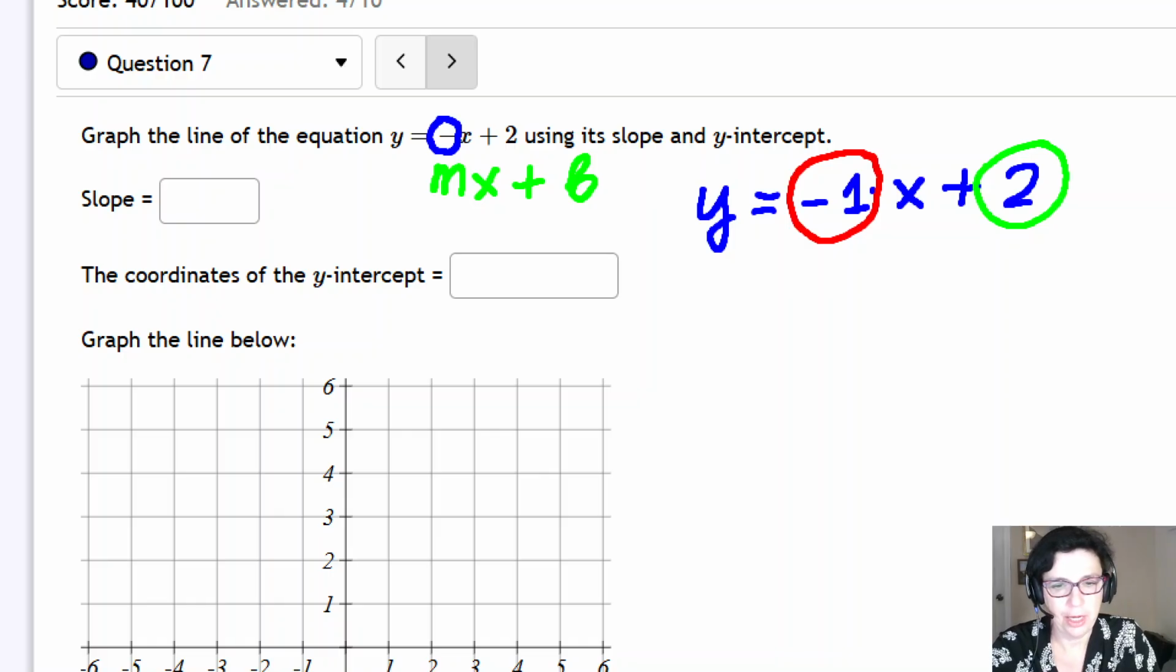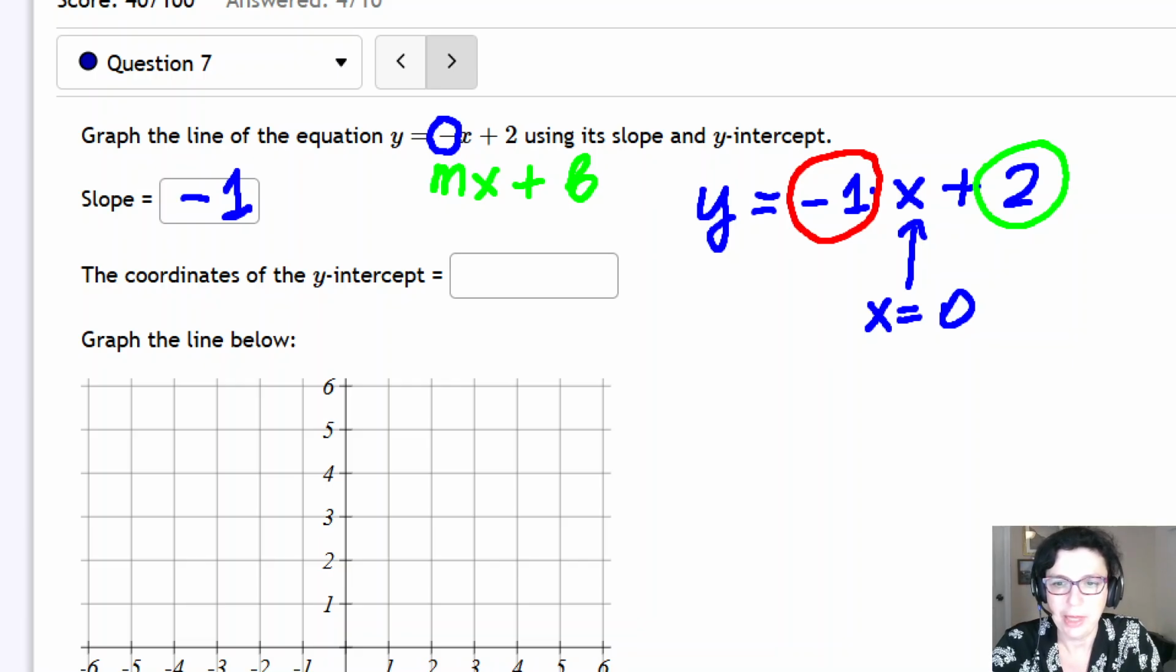Now, here they actually want us to find the coordinates of the y-intercept. So the slope is going to be negative 1. But what about the y-intercept? You can say that the y-intercept is 2, but they want you to give coordinates. Well, the y-intercept always has x equals 0. So if you were to plug in x equals 0 in here, what will happen? Instead of x, we put in 0.